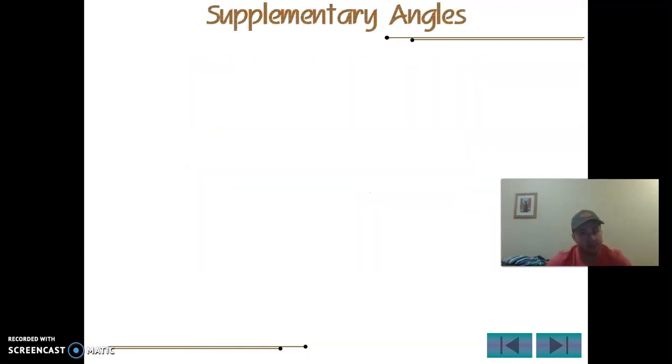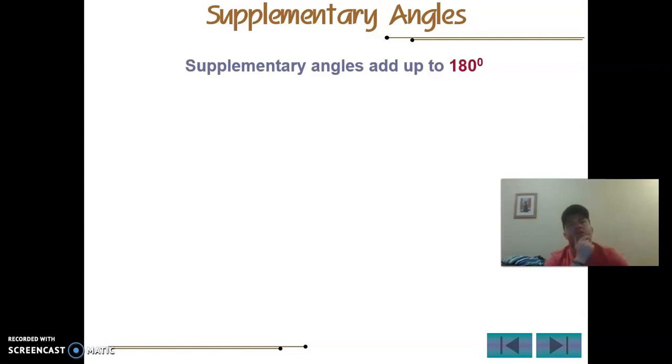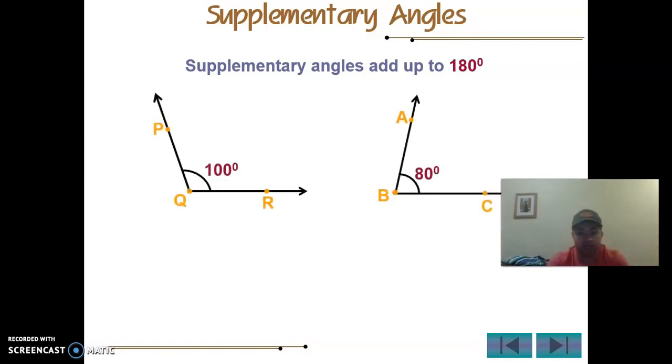Then we have supplementary angles. Supplementary angles and complementary angles are not the same thing. Supplementary angles add up to 180 degrees. What does a 180 degree angle look like again? That's right, it's a straight line. So when I look at two angles that add up to 180 degrees, they're supplementary angles because they would make a straight line. Okay.